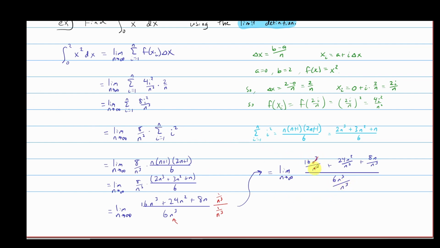So the n cubes cancel. n squared and n cubed will leave an n in the denominator. n and n cubed will leave an n squared in the denominator. And here the n cubes cancel. As n goes to infinity, dividing by n is going to go to 0. So this is going to be 16 plus 0 plus 0 all over 6. And 16 over 6 is the same as 8/3. So the exact area is 8/3.